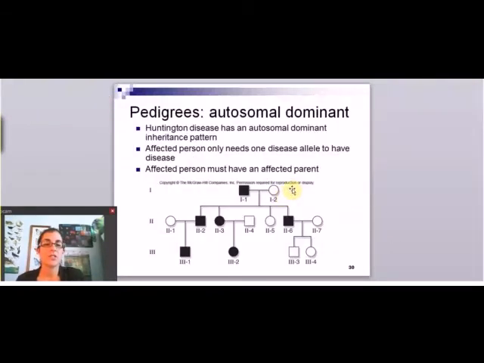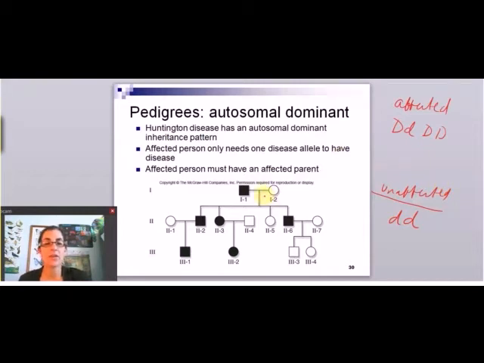Some diseases or conditions are autosomal dominant. So again, that means that it's not on a sex chromosome, so not carried on a sex chromosome, but the trait is dominant. If a trait is dominant, then affected individuals can be heterozygous or homozygous, and unaffected individuals are homozygous recessive. So this is the opposite of what we saw with an autosomal recessive disease.